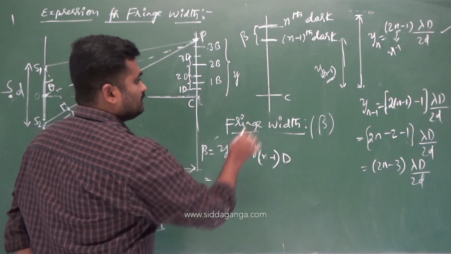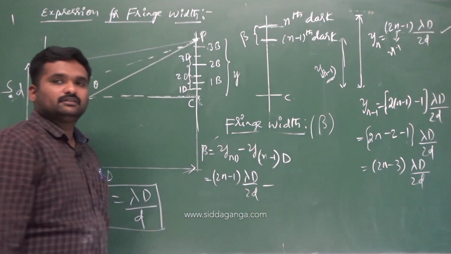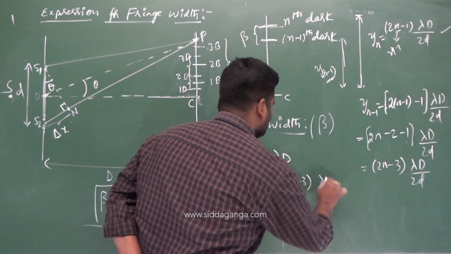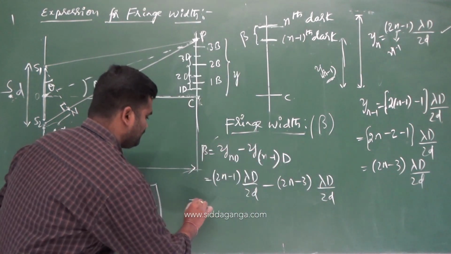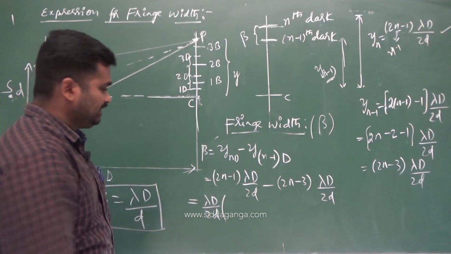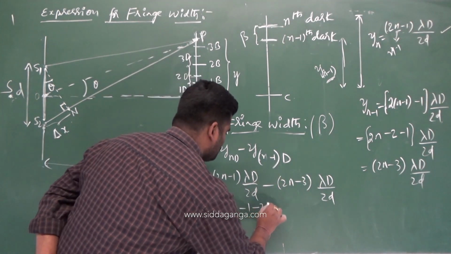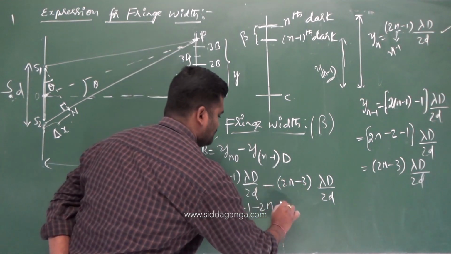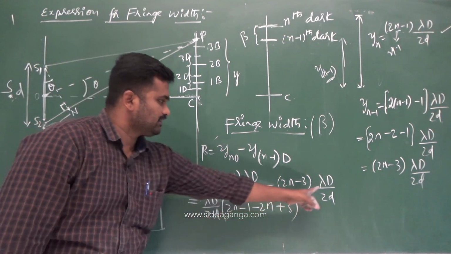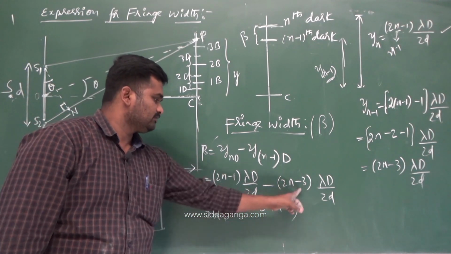That means 2n minus 1 into lambda capital D by 2d minus, what is the value of Yn minus 1 we got? Minus of 2n minus 3 into lambda capital D by 2d. Elaborate this, what you will get now: I will take lambda capital D by 2d as constant here, into the remaining 2n minus 1, minus of this value is what? Minus 2n, minus into minus plus 3. See, some small math, lambda D by 2d I have taken common, remaining is 2n minus 1, minus of this value, minus 2n, minus into minus plus 3.